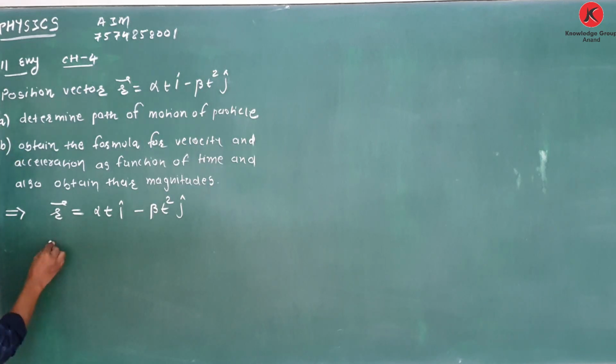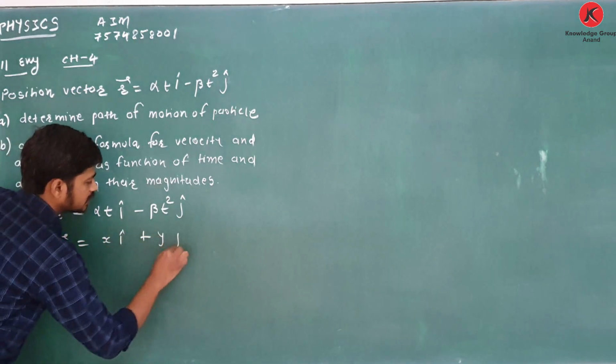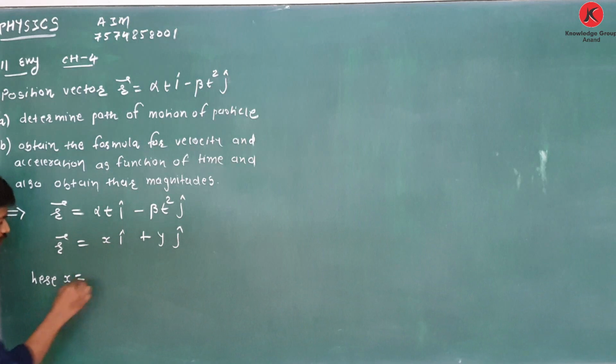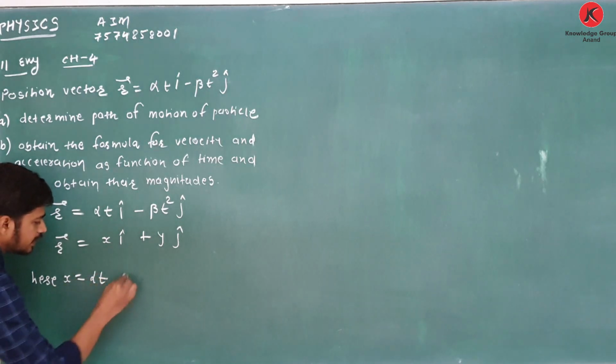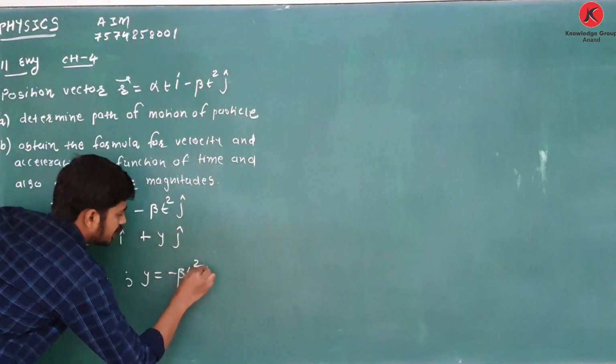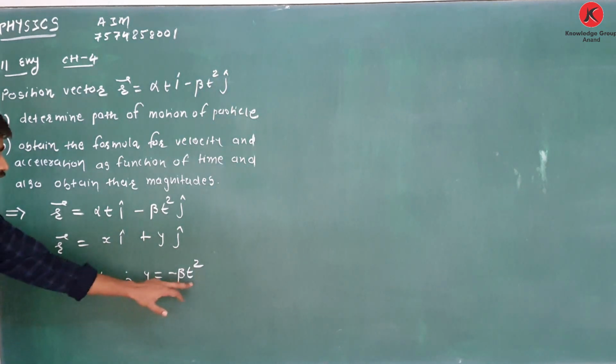First of all, I will compare this equation r is equal to with x i plus y j. So from this comparison we can say here x is equal to alpha t and y is equal to minus beta t square. Now we have to obtain one relation between x and y and we have to eliminate t. But in equation of x there is t, in equation of y it is t square.